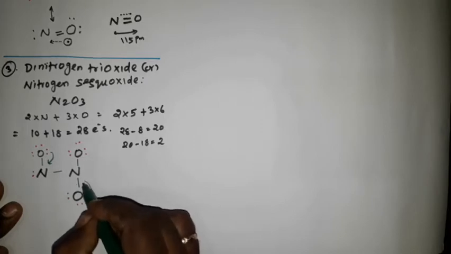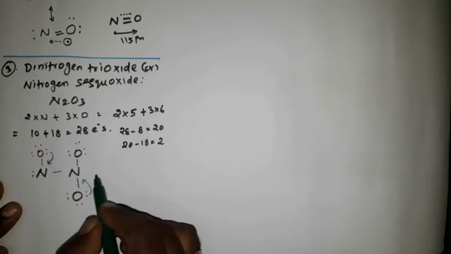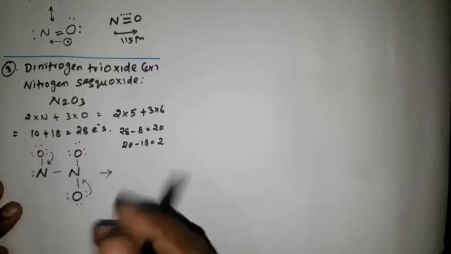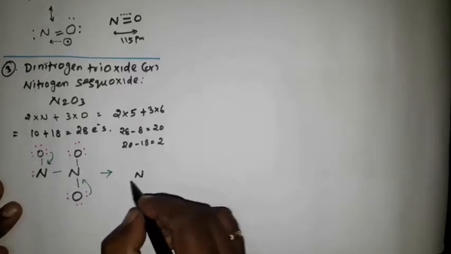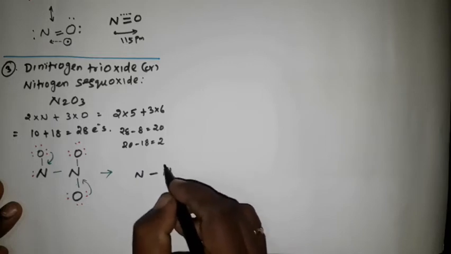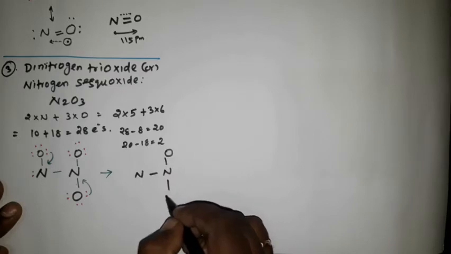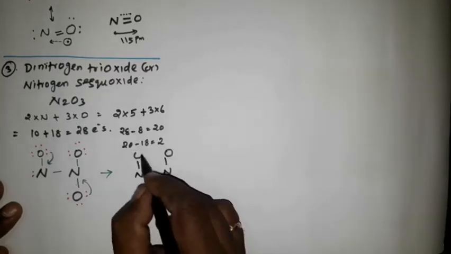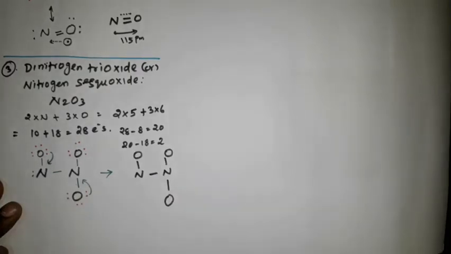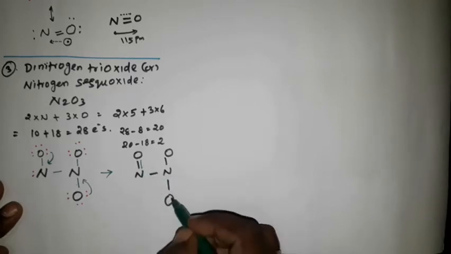So this lone pair can be converted to bond pair. Okay. Then here also this lone pair can be converted to bond pair. Okay. So how will the structure form? Nitrogen, and here nitrogen, oxygen, here oxygen, here oxygen. Because of this shifting of lone pair to bond pair, here it will come double bond, here also double bond.